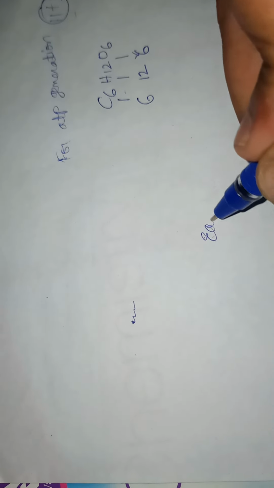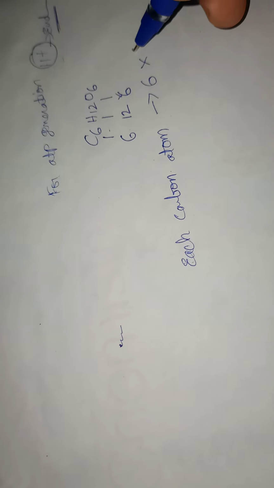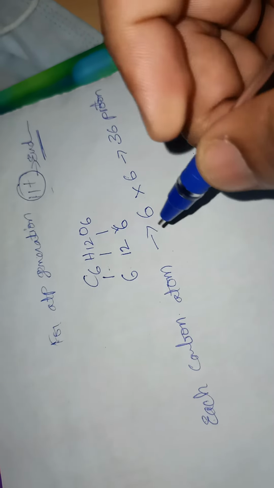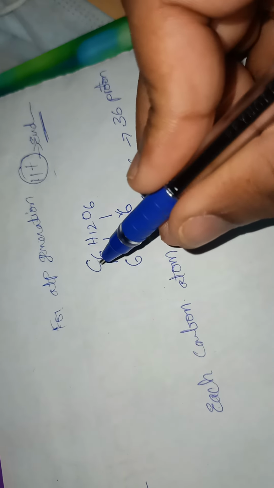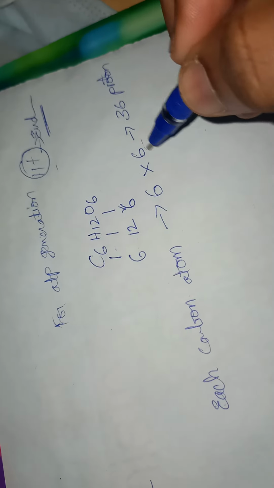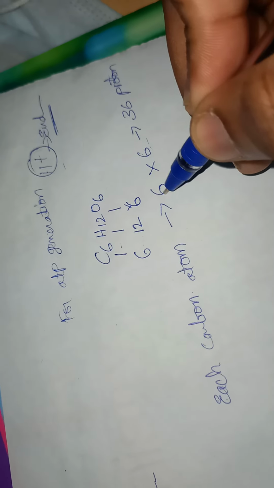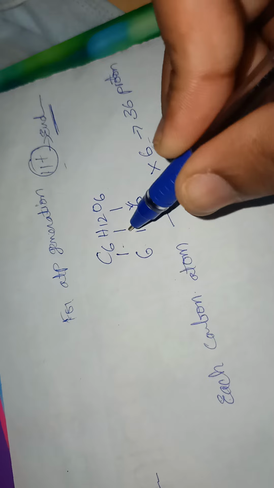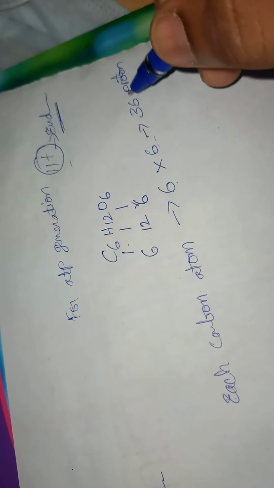Each carbon atom consists of how many protons? 6 protons. So 6 into how many carbons are there in the glucose structure? 6 carbons. 6 into 6 is equal to 36 protons. In the complete glucose structure, we have 6 carbons, each carbon consisting of 6 protons. That indicates the atomic number of carbon. So 6 protons in each carbon, and we have a total of 6 carbons here. So 6 into 6, 36 protons.